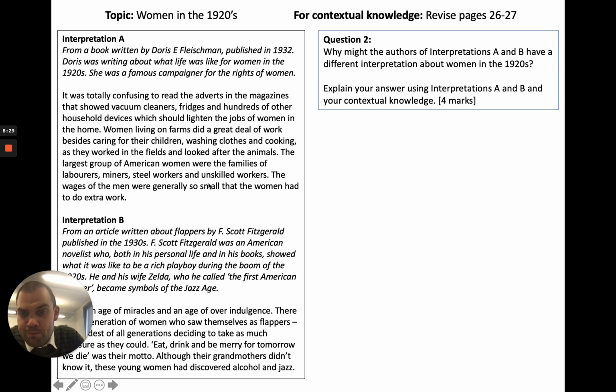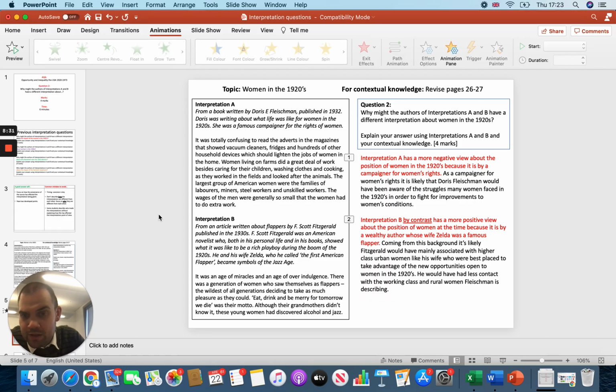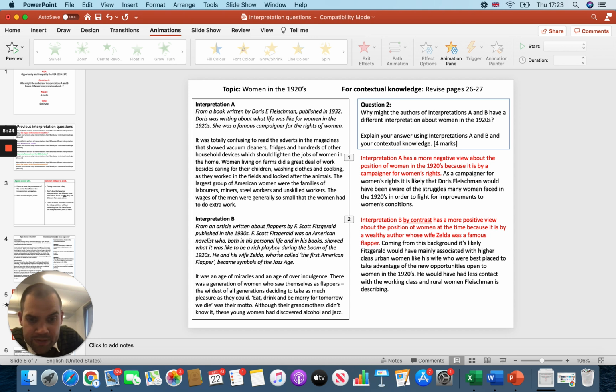Now, interpretation B, by contrast, okay, I'm actually just going to zoom out just because the thing's currently being blocked the way it is. So interpretation B, by contrast, is from an article about flappers by F. Scott Fitzgerald, published in the 1930s. So what do we find out about Fitzgerald? F. Scott Fitzgerald was an American novelist who, both in his personal life and his book, showed what it was like to be a rich playboy during the boom of the 1920s. He and his wife Zelda, who he called the first American flapper, became symbols of the jazz age.